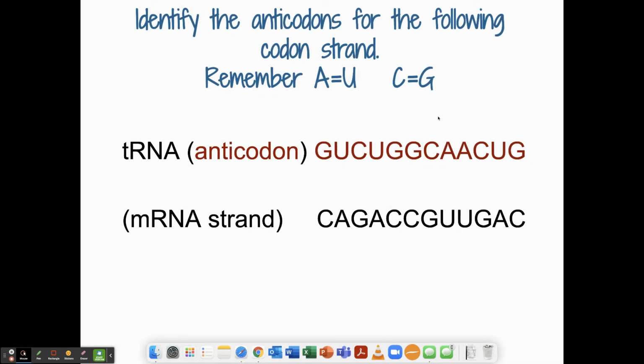So identify the anticodons for the following codon strand. In order for the amino acid to be read, the tRNA molecule is going to attach to the mRNA strand using base pair rules. So it's RNA to RNA, same thing. There are no T's. We're done with T's. That's only in DNA. So these here will bind. CAG will bind with GUC. ACC will bond with UGG, and so forth.